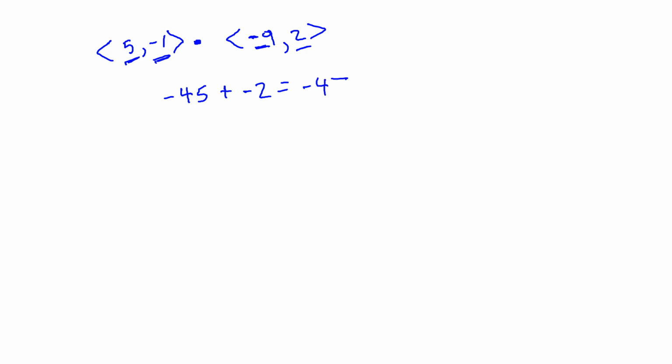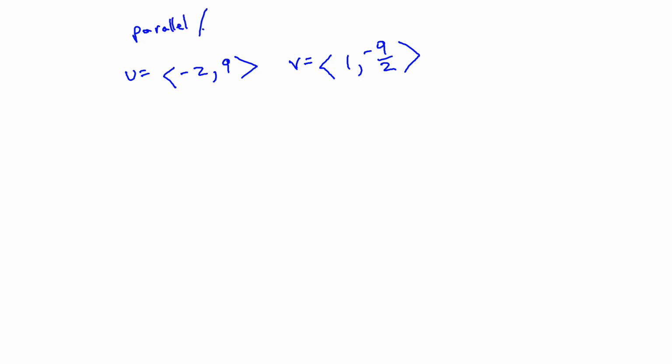All right, so dot product. So we have 5, -1 dotted with -9, 2. How do we do the dot product? Okay, so 5 times -9, right? So multiply the x's. 5 times -9 is going to be -45. Then what else? So plus -1 times 2. So -2. So what's that going to be? -47. That's the dot product.